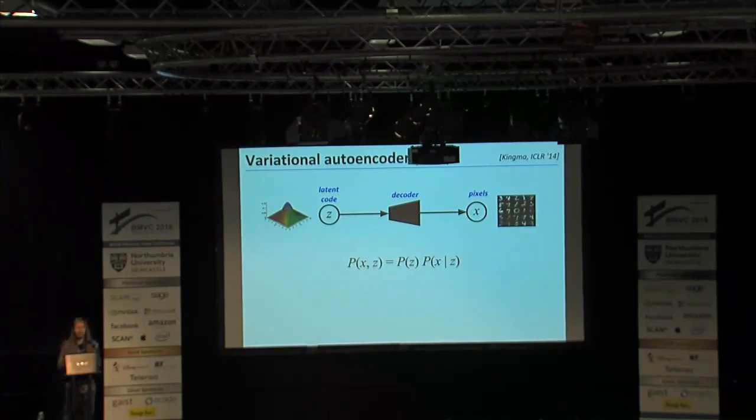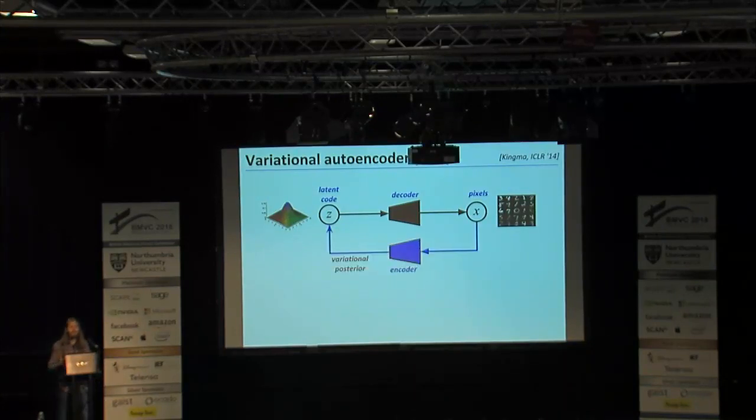To train that model, ideally we would use maximum likelihood. We'd maximize the likelihood of a training set. But that's intractable because we need to integrate over that latent variable Z. So instead, we introduce an encoder network, which is another neural network that's trained to predict the latent code Z for a given image X.